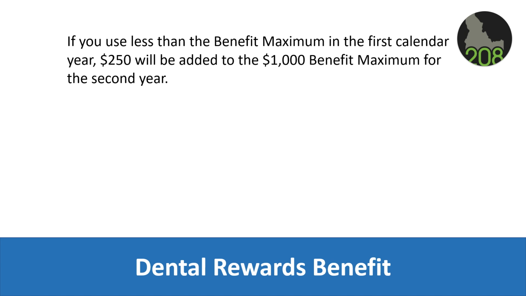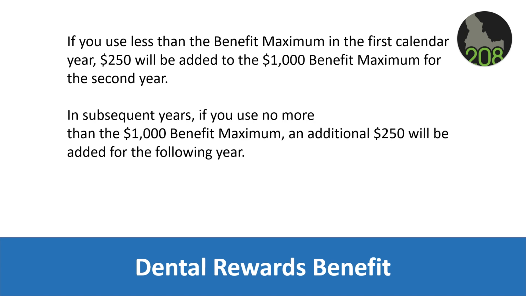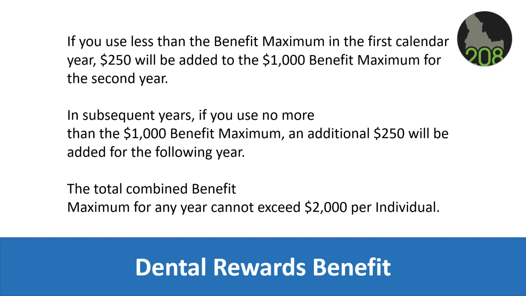If you use less than the benefit maximum in the first calendar year, a $250 benefit will be added to your maximum benefit for the next year. And in subsequent years, again, if you use less than your annual maximum benefit, an additional $250 will be added the following years. The total combined benefit can be up to $2,000 per individual. So an excellent feature for those that may not have a whole lot going on for a couple years, and then you have some more dental care needs, you're going to have more benefit within your plan to cover those things.